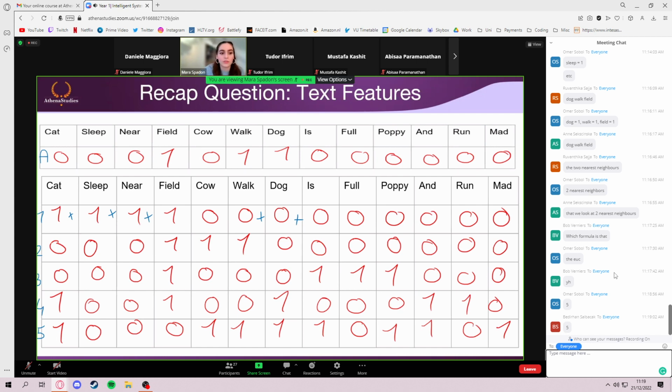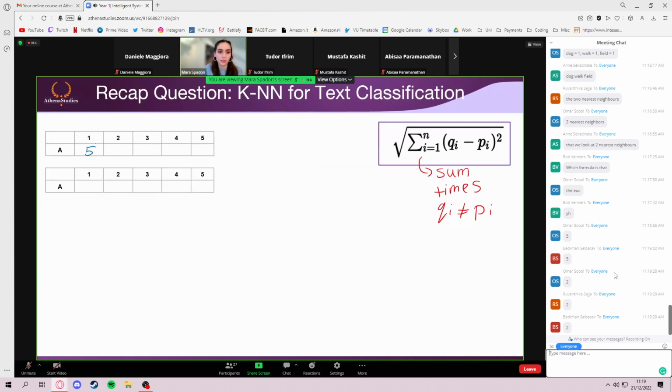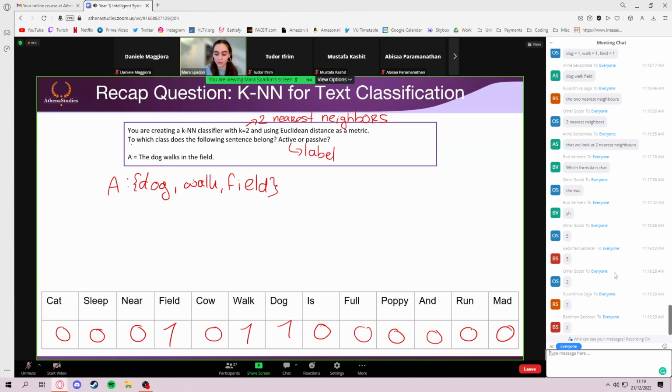Okay, let's do the same for sentence A and 2. So how many differences do we see there? 2. Exactly. Let's see which ones are different. We have cow is different. And we have dog that is different. The rest have the same value. So indeed, the difference here is 2. Okay, great. Let's move on to 3.